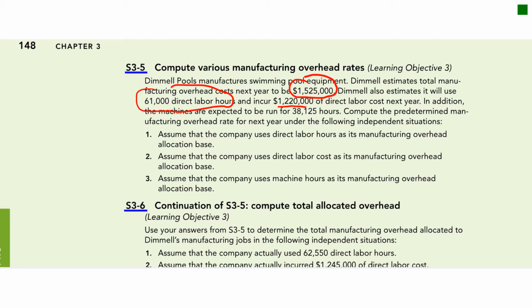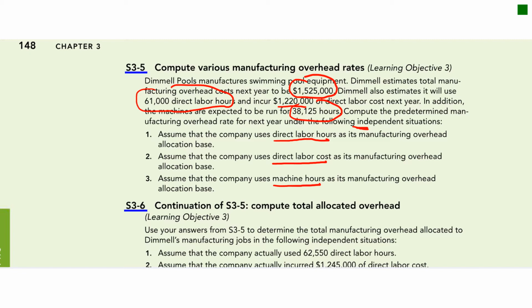It says, in addition, machines are expected to run at 38,150. Compute the predetermined manufacturing overhead rate for the next year under the following independent scenario. So 3 different assumptions. Look at the activity base: under assumption number 1 it is direct labor hours, under assumption number 2 it is direct labor cost, and under assumption number 3 it's going to be machine hours.